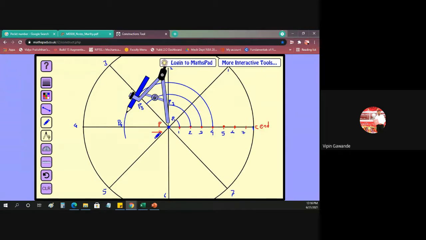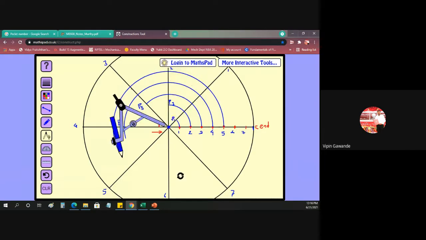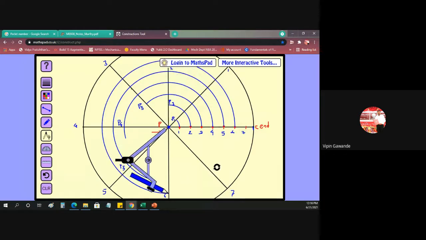Now when it comes to the 5th position, it will move 5 divisions. So take 5 divisions in the compass and cut the 5th line. This is P5. Now when it comes to the 6th position, it will move 6 divisions. So go 6 divisions from P, up to here. This is P6.